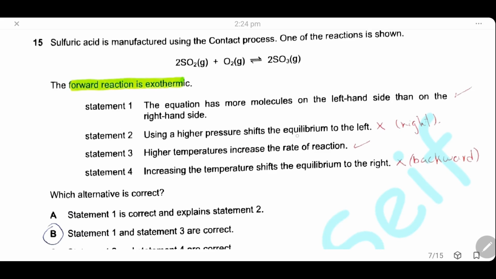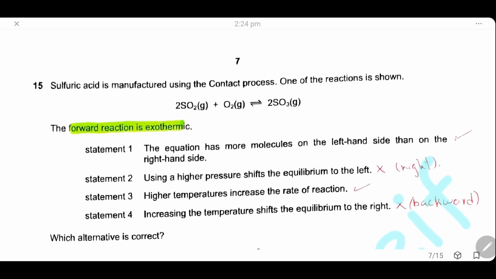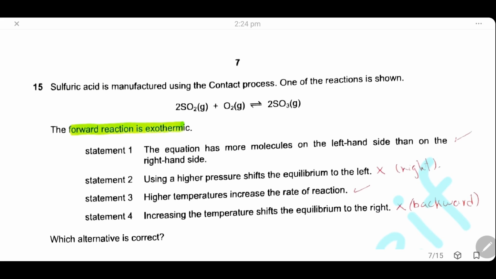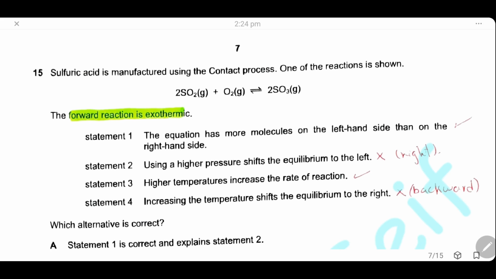Statement 2. Using higher pressure shifts the equilibrium to left. Increasing the pressure shifts the equilibrium to the direction of less number of molecules, so it will be shifted to right. This is a wrong statement. Statement 3. Higher temperature increases the rate of reaction. This is of course correct. Increasing the temperature increases the rate of reaction.